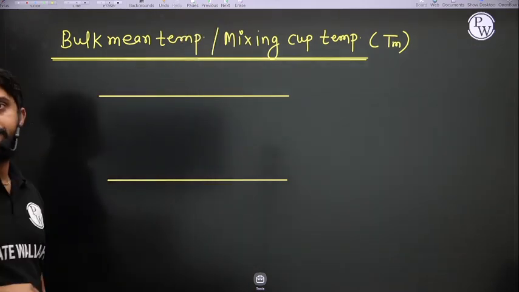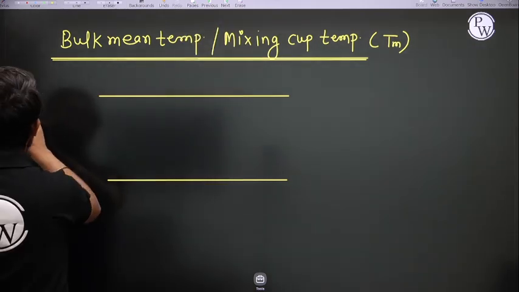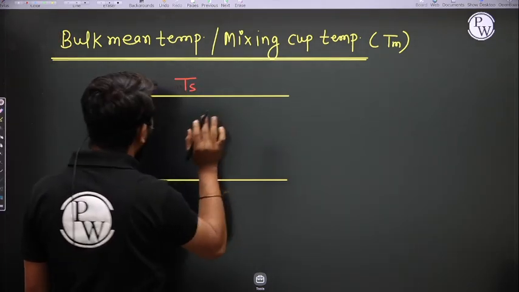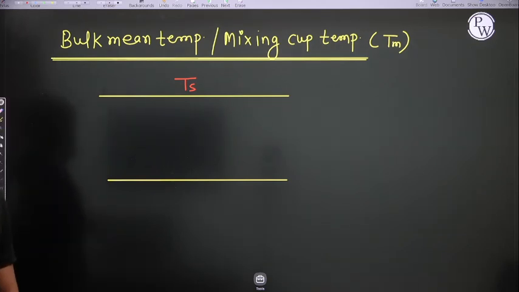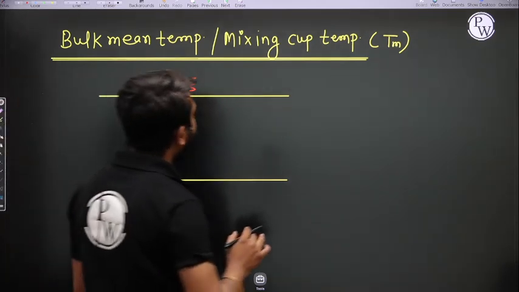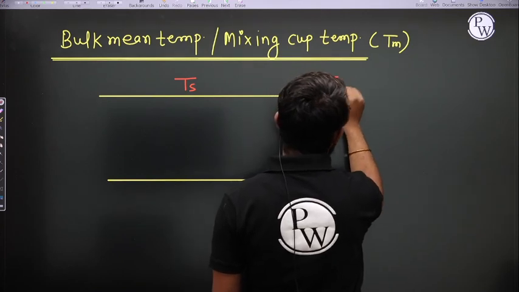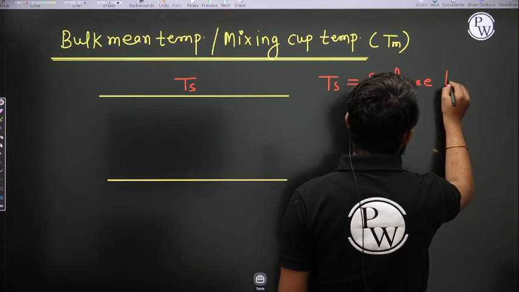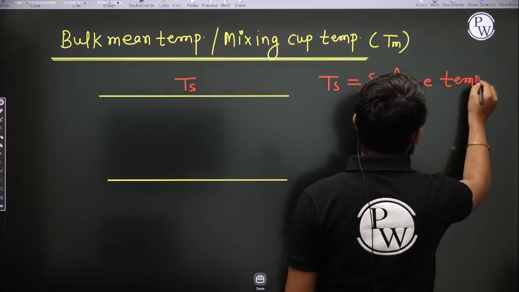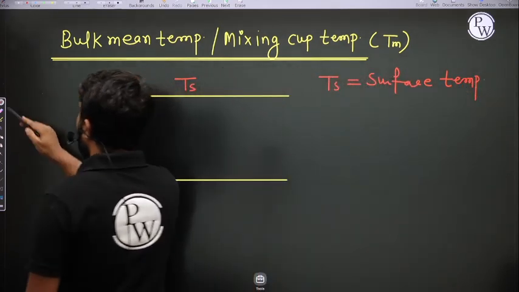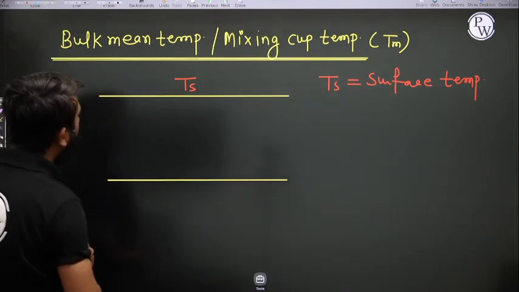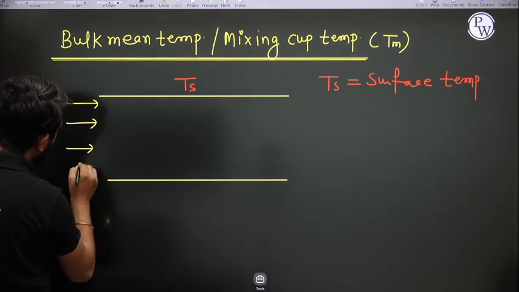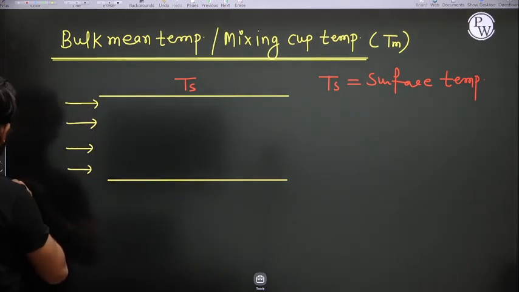Okay, now see, if I consider a pipe, let us assume this pipe surface temperature is Ts. This is the surface temperature. And fluid is flowing inside this pipe.